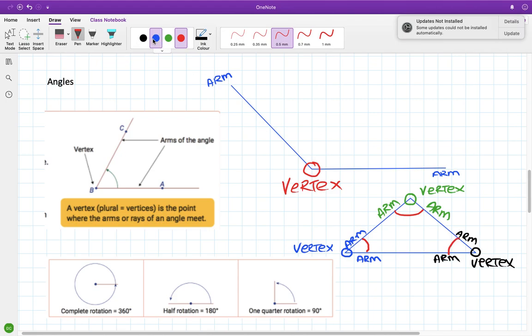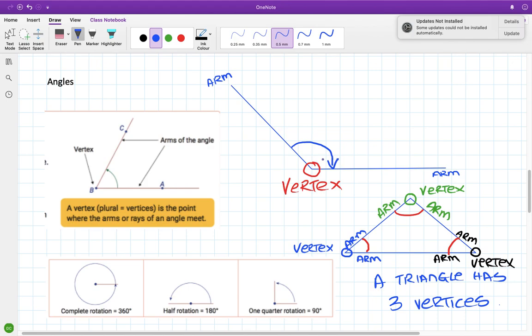Just to give you the plural of the word, we would say that a triangle has three, and we wouldn't say three corners, we would say three vertices. So the plural of vertex is vertices. Okay? So in order to have an angle, you need two lines called arms that join together at a point called a vertex. And then to get the angle, you're looking at the space in between those two lines.